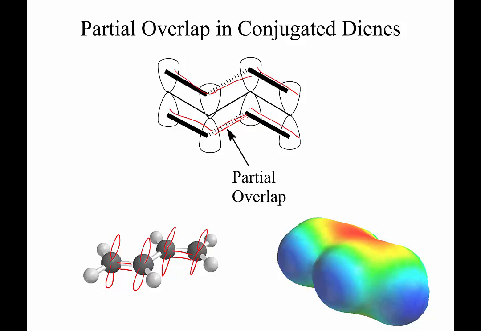And you can kind of get some evidence of that. The red is kind of where the electron density is. So what you can see in the picture is the red kind of shows that there is partial overlap throughout the entire series of pi bonds. Okay. So that's how we get conjugated dienes. That's why they're more stable, because there's a partial overlap.